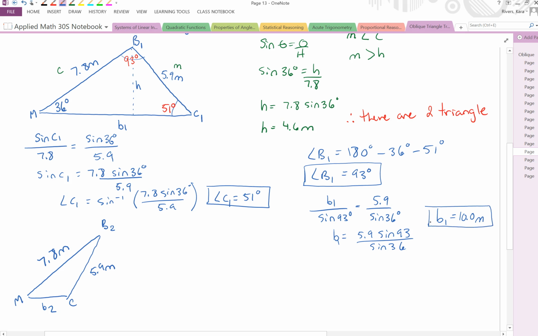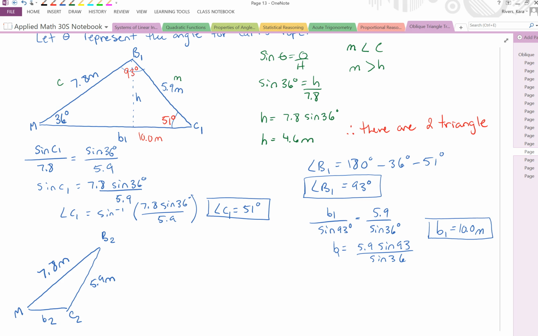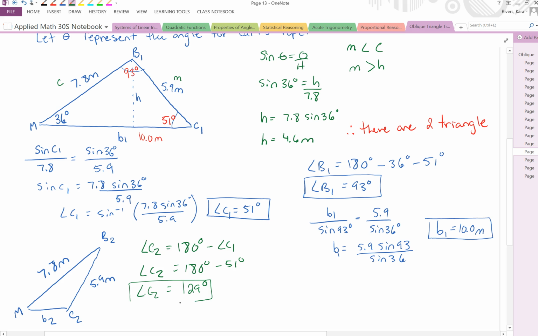But that's just one situation. Let's see what happens if Carl is standing closer. If we did the math again, we would end up with the same acute angle. So when we solve for angle C2, we need to find its supplement. So angle C2 is going to be 180 degrees minus the answer we got for C1. That would be 180 degrees minus 51 degrees, so angle C2 is equal to 129 degrees. So this is the obtuse possibility.